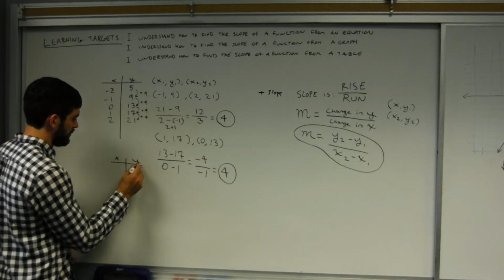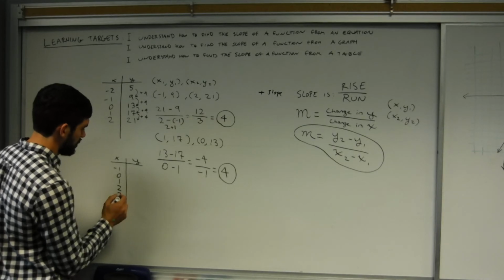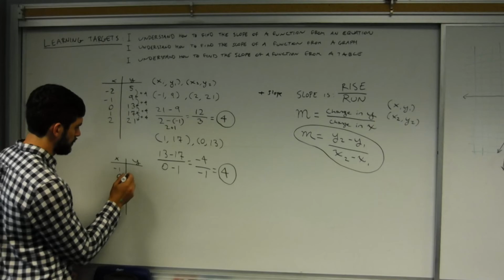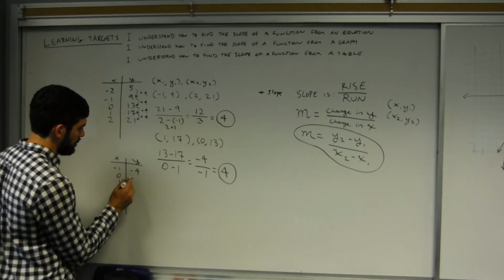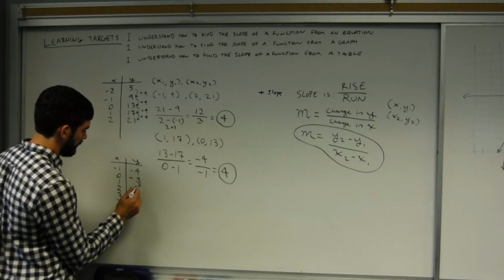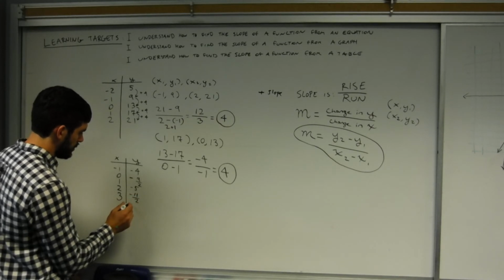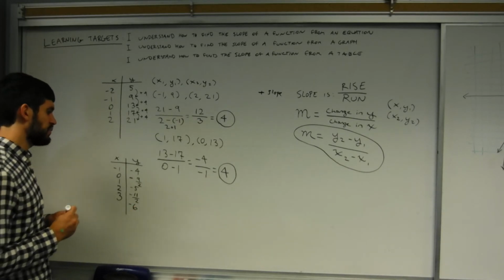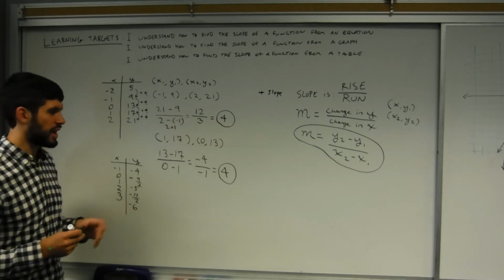What if we have x values -1, 0, 1, 2, 3, and y values -4, -9/2, -5, -11/2, -6. In this case, we have some fractions, but we're still going to use the same process.